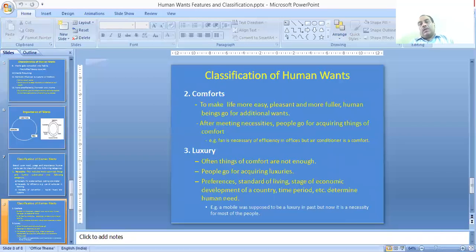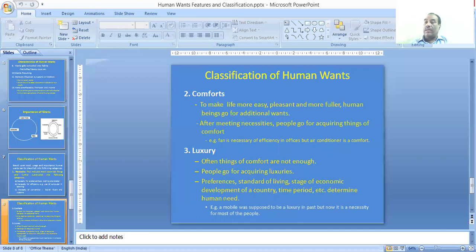Then when we have the things of comfort, we want more and more. We want a shelter, and then we want a penthouse. So this is luxury. A big house, a very big house, having all amenities, all facilities there. So this kind of wants are called luxuries.